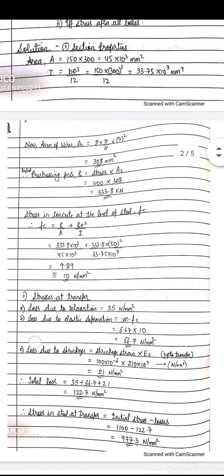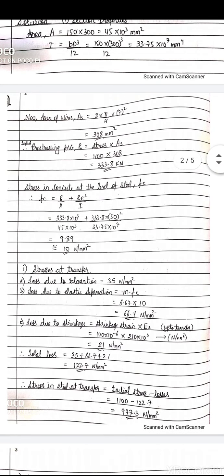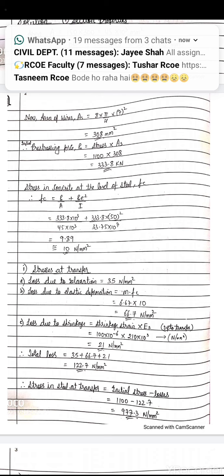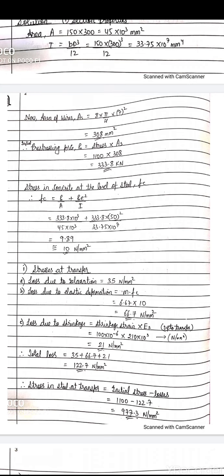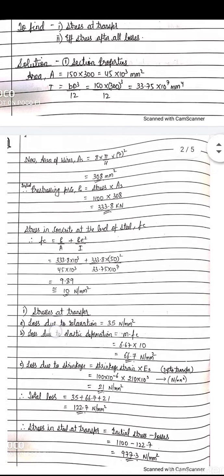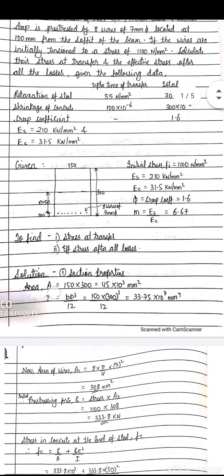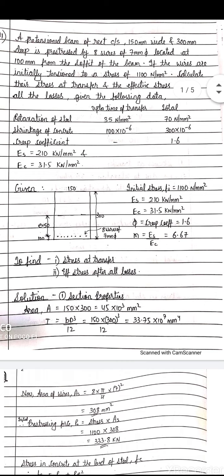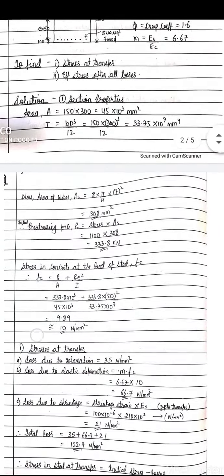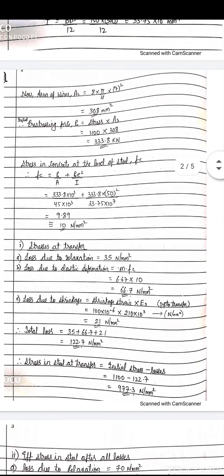So to find out the stress at transfer, we'll find out all the losses. The first data which is given to us is loss due to relaxation. As you can see, I'll just go through the previous slide. Loss due to relaxation of steel is given as 35 Newton per mm square. So we have written 35, it is directly given to us.